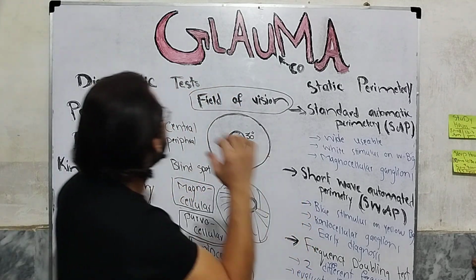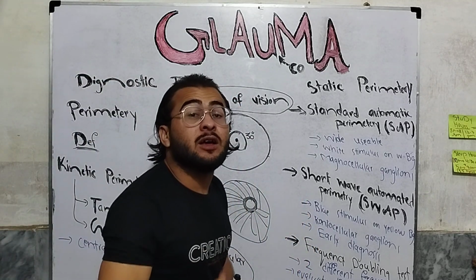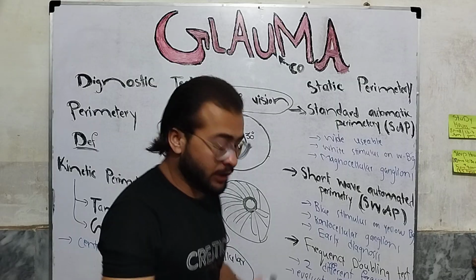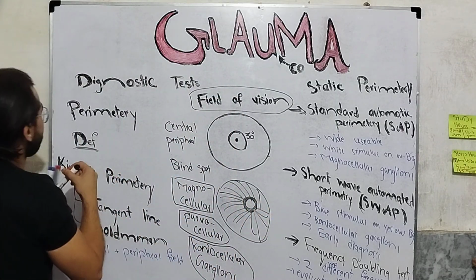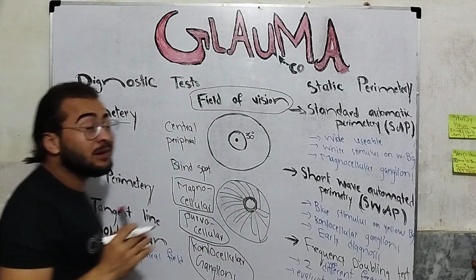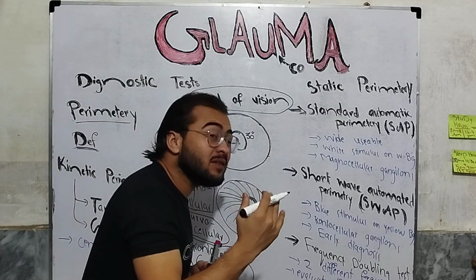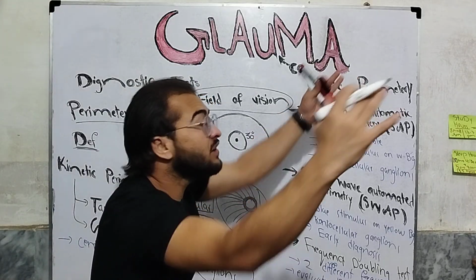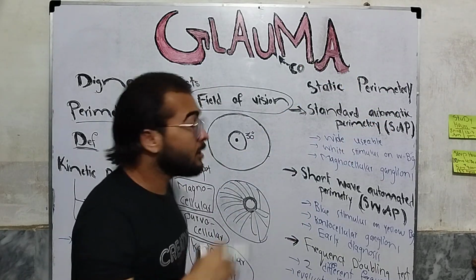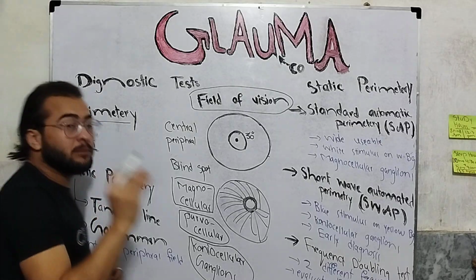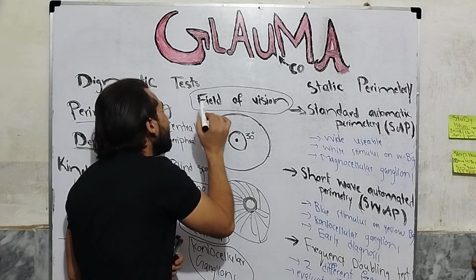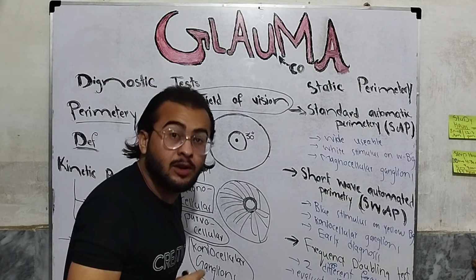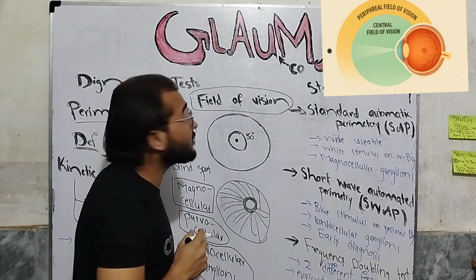Now we will discuss another important aspect in the diagnosis of glaucoma, which is perimetry. So what is perimetry? Perimetry means the analysis and evaluation of the visual fields. Before understanding perimetry, we should have knowledge of the field of vision. We should have the understanding of this concept.